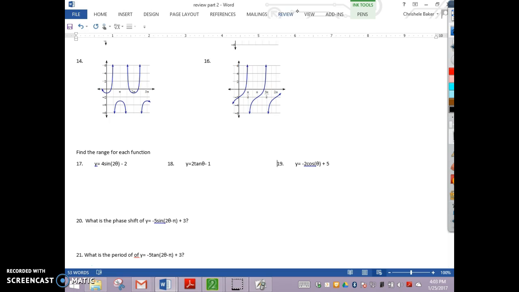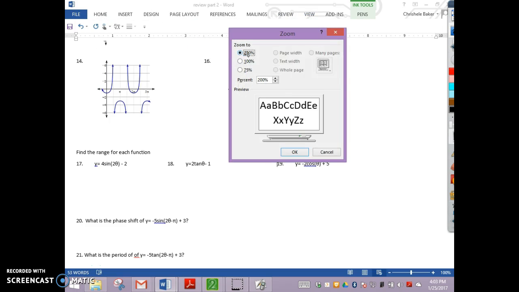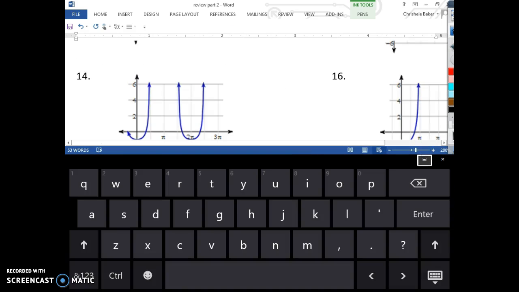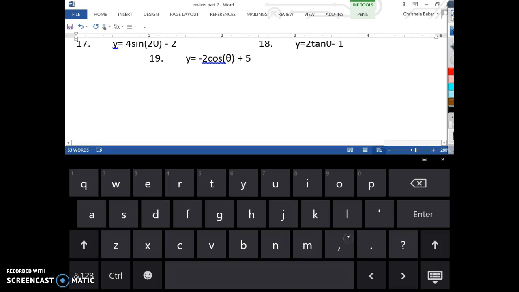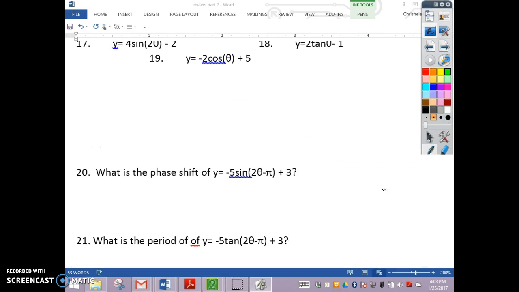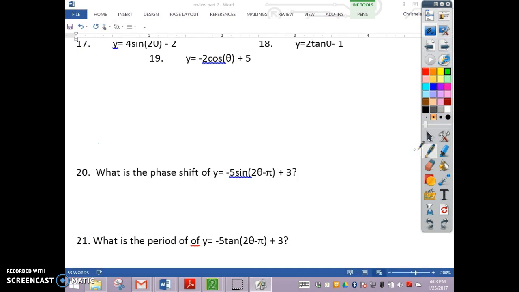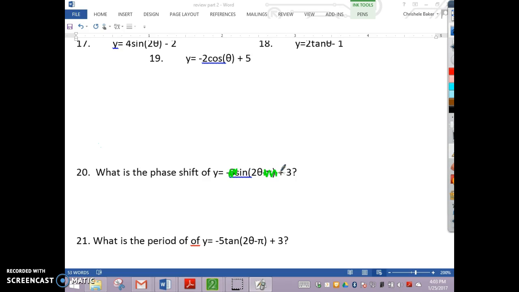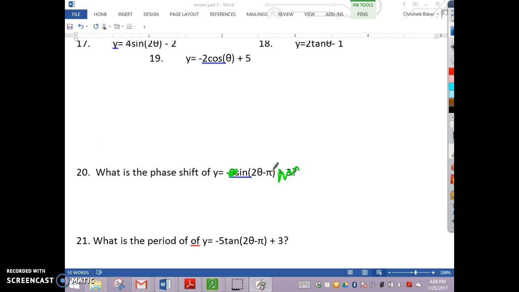The last 2 questions, why are they so small? The last 2 questions are asking me about phase shift and period. For kind of the trickier ones is what I put on here. So everything you can just ignore. Everything out here, that's not phase shift. Right inside of here is going to give us our phase shift, our left to our right.